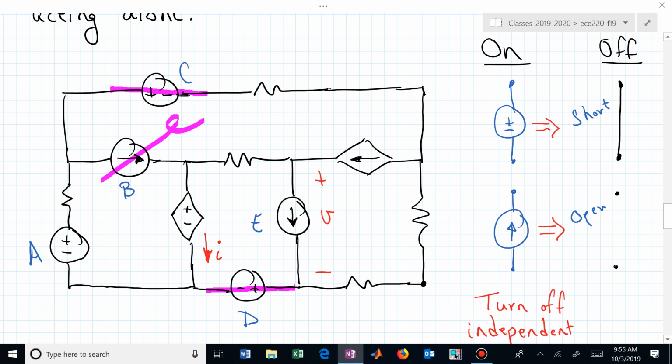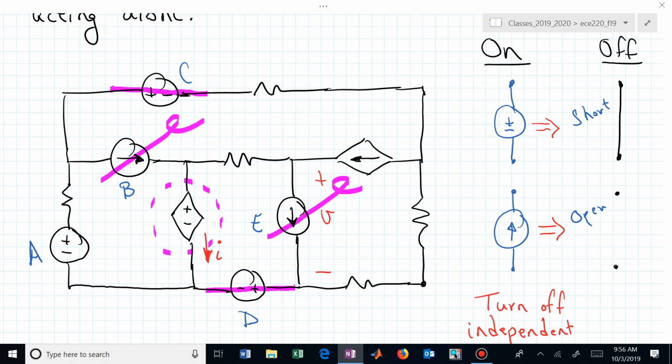Remove it. E. Remove it. What about this one? That's a source, but what's its adjective? Dependent. We can't remove, we have to retain all of our dependent sources. We cannot touch the dependent sources. We leave that in play. The same with the current dependent current source. We leave that activated. But now do you see maybe this circuit might be a little easier to analyze? For how the current behaves with just source A active.